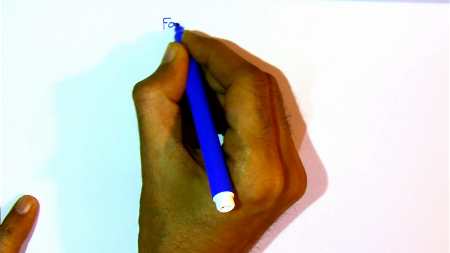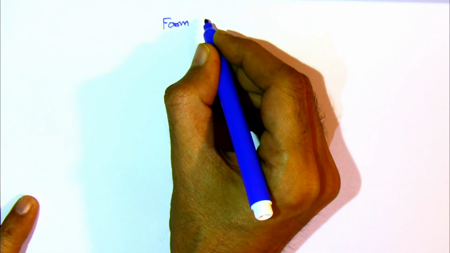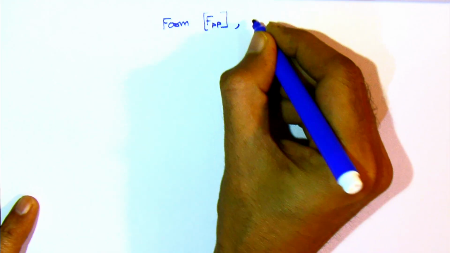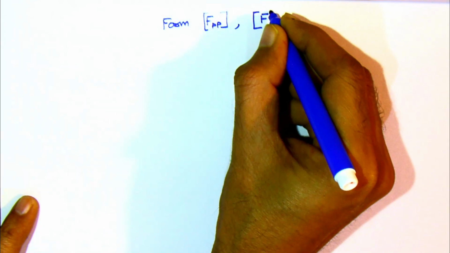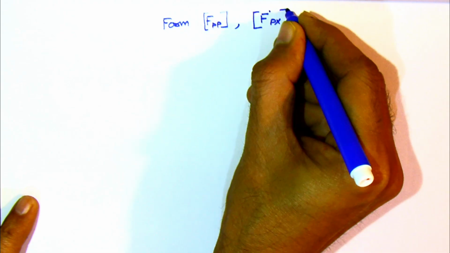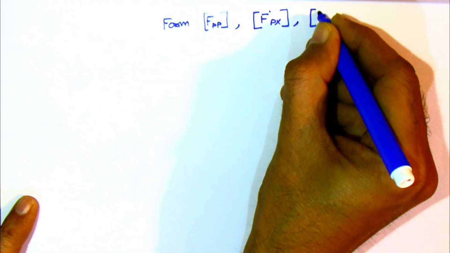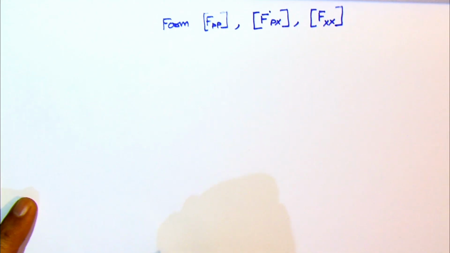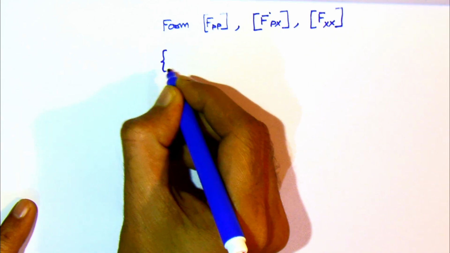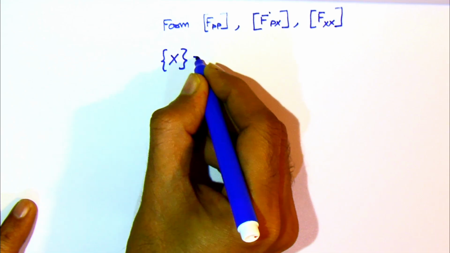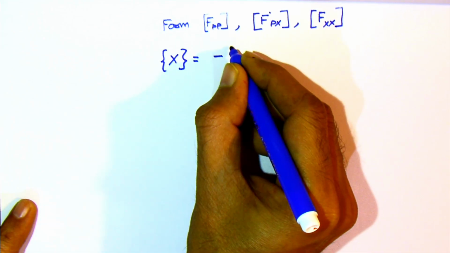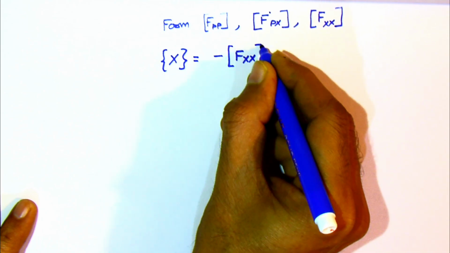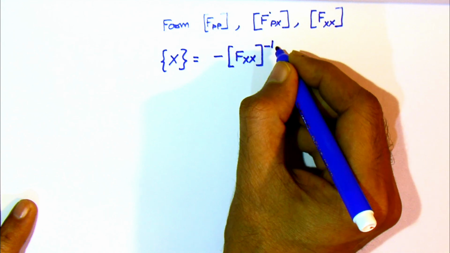Now with the available information, we can easily form FPP, FPX and FXX. And then we can obtain the unknown redundants X, because here the support settlements are 0. So X vector can be easily obtained as the product of Fxx inverse with minus sign, Fxp and P.